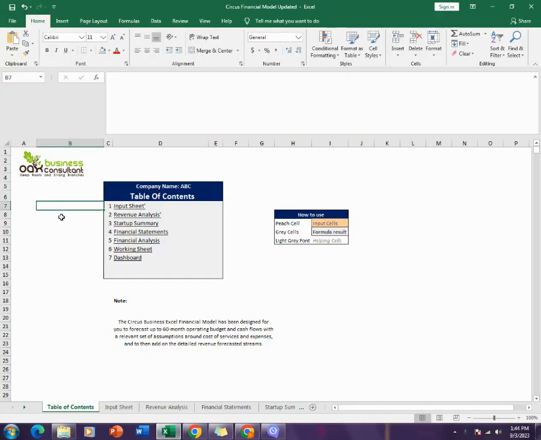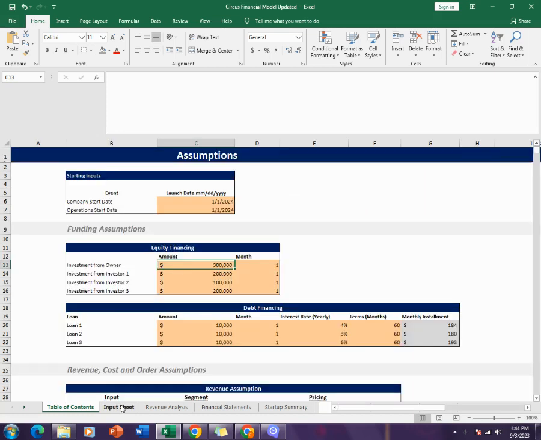Today we have brought you another financial model. This one is a Circus Business Excel financial model. It is forecasted up to 60 months, or 5 years, of assumptions and services, as well as the financial analysis and financial statements.